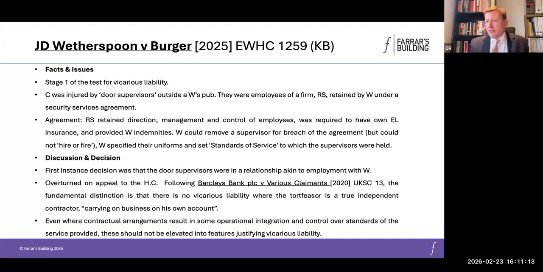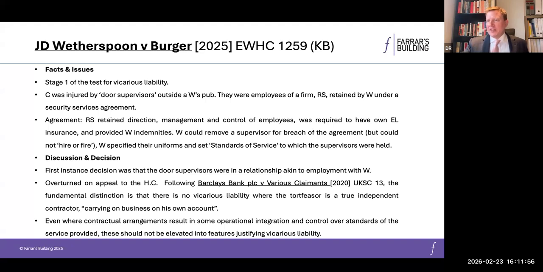Next is the decision in relation to vicarious liability, and it's J.D. Wetherspoon's and Berger. The most interesting point in this case concerns stage 1 of the vicarious liability analysis. That's the being in employment or akin to employment test, the relationship between the defendant and the tortfeasor. And essentially the ratio of this case is that in assessing what might be akin to employment in a relationship, the court should avoid elevating factors that are inherent in the provision of an independently contracted task into features that then justify the imposition of vicarious liability.